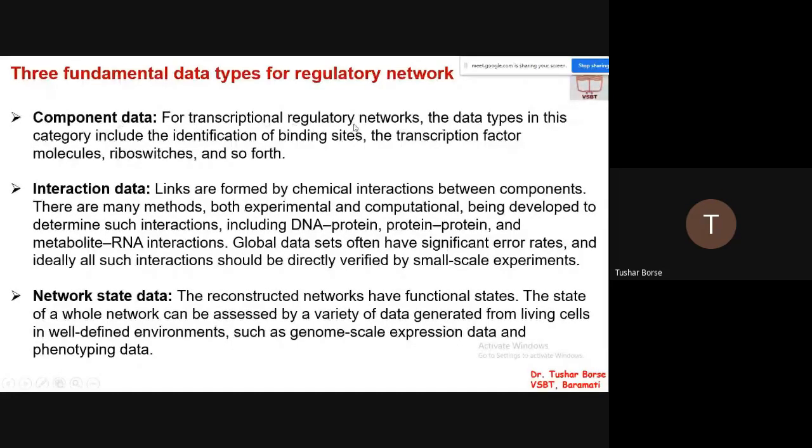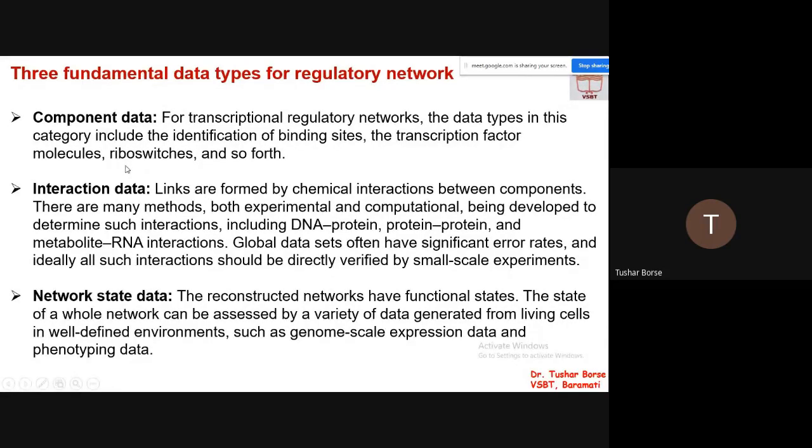In this case, the data types could include components like the binding sites. So it could be your polymerase binding site. It could be the transcription factor molecules, meaning whether the transcription factor molecules are active or inactive. So that kind of data. Then you have something called riboswitches, and so on. So all those entities which are required for the actual transcription of a particular gene, if you have data of all those things, that constitutes the component data because they are the components for your gene expression. Then you have the interaction data.